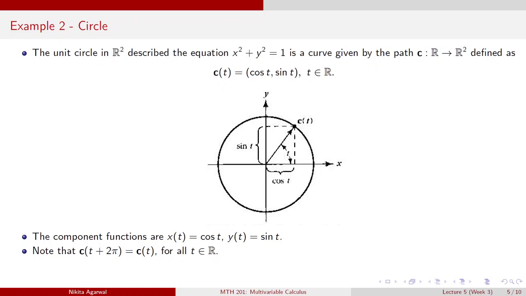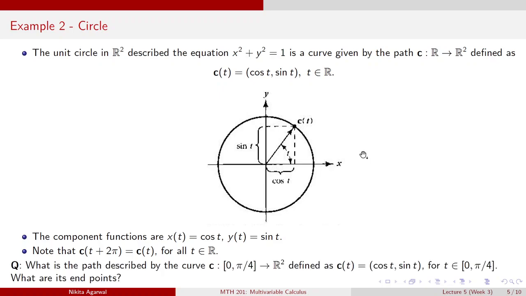Okay, so this is not a 1-to-1 function. This is not a 1-to-1 function, but it's okay. We are not demanding a 1-to-1 function. So this is also a legitimate path which gives you this curve. Okay. Now let me ask you this question.